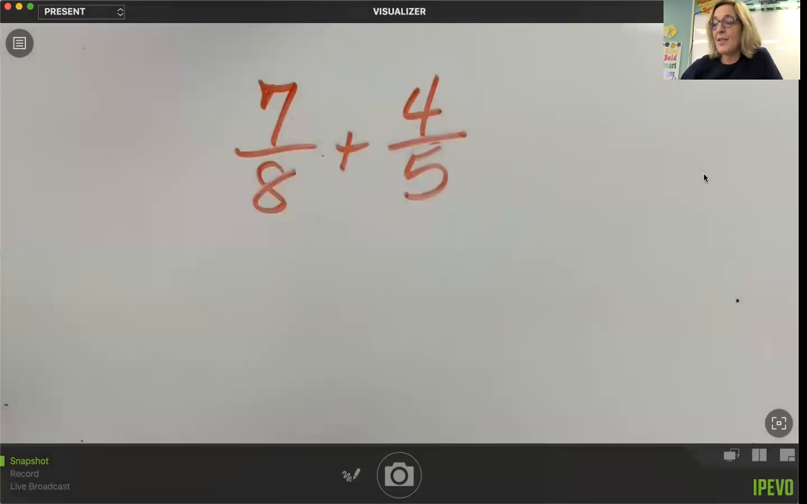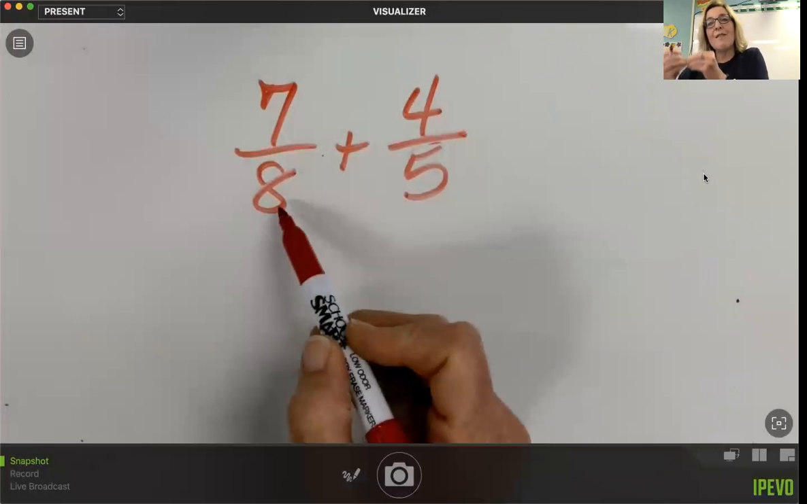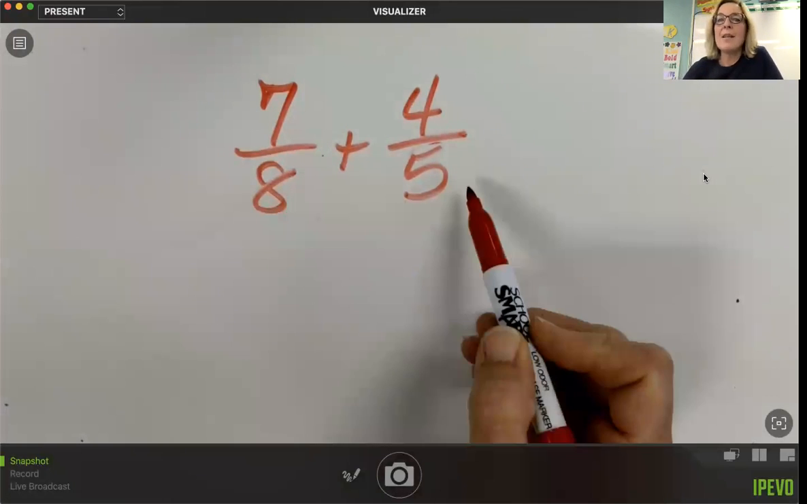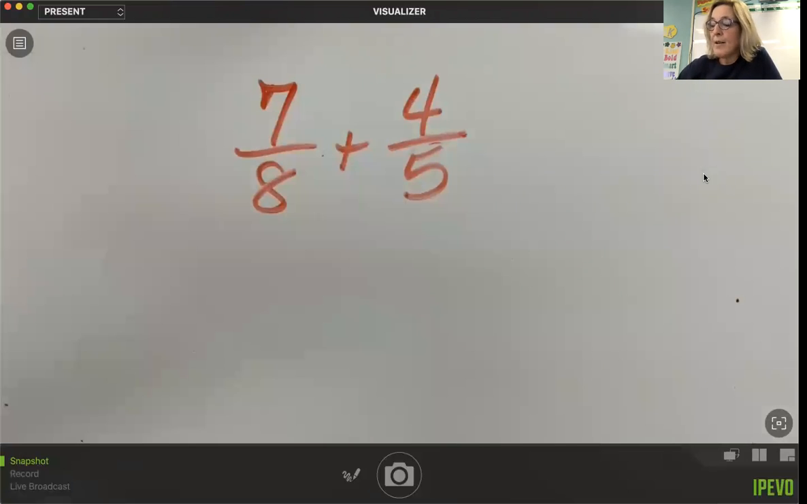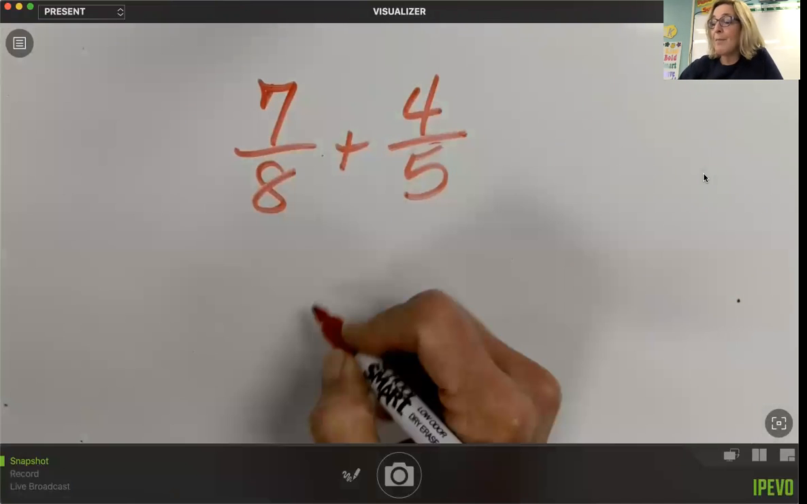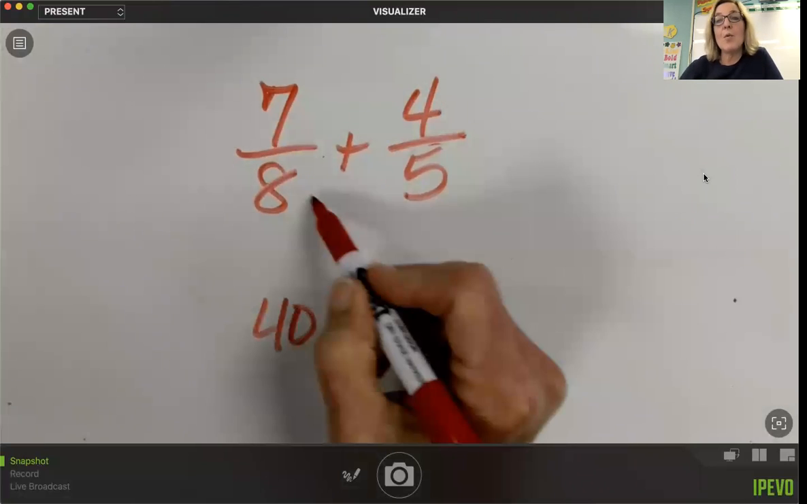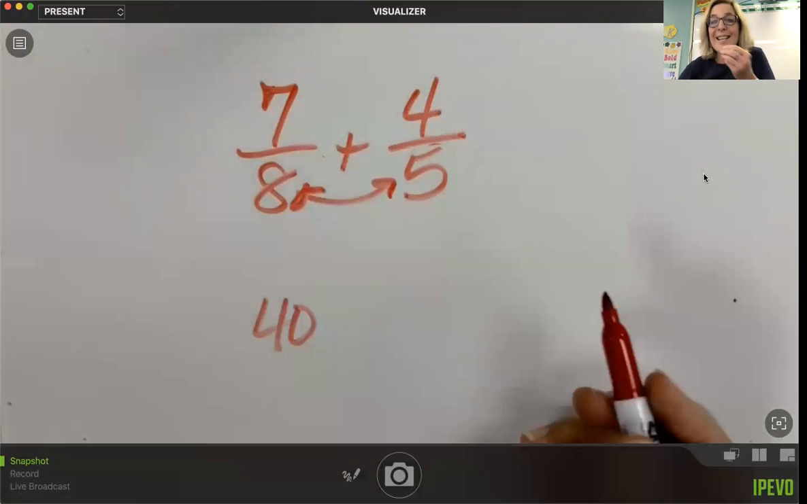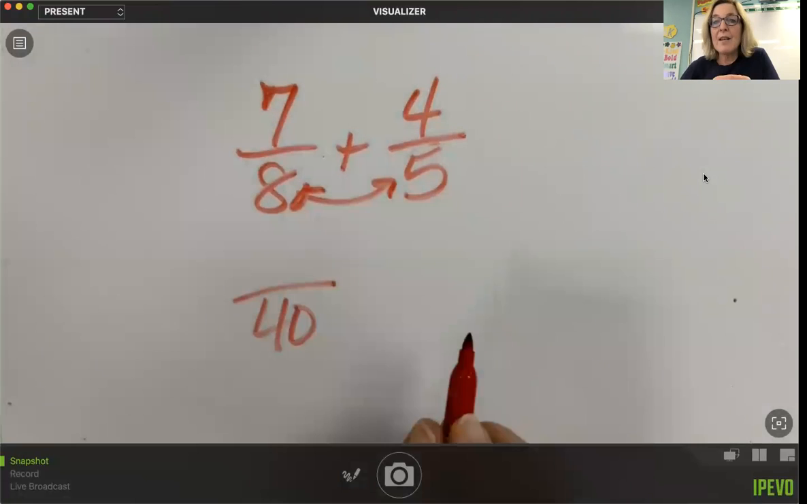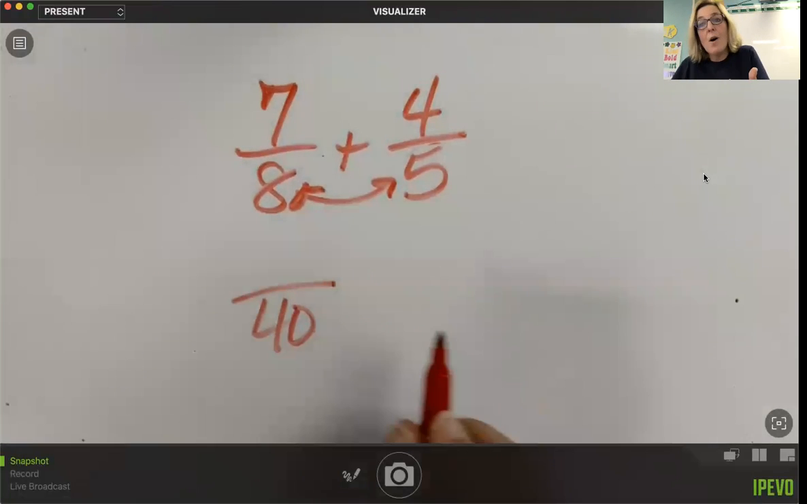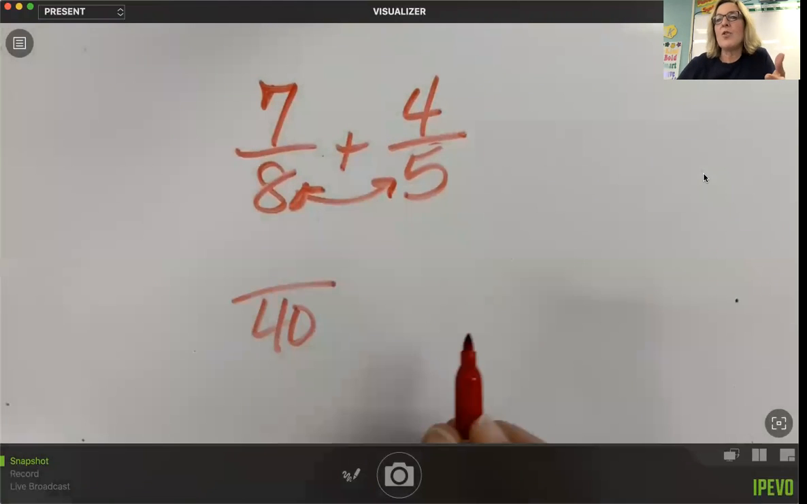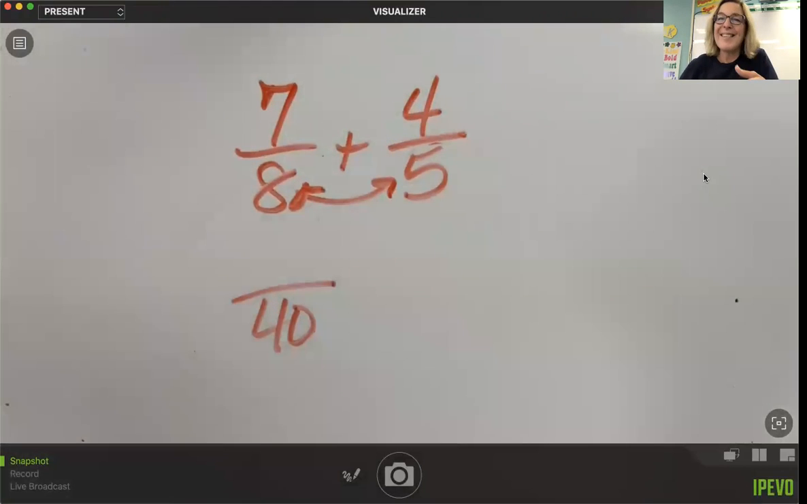Now, in this case, you would think about the multiples of 8, the multiples of 5, and which is the first one that they have in common, and that would be 40. And you could also think about that because 8 times 5 is 40. So 40 is the least common denominator or the least common multiple. You could also use 80 if you wanted to, but then you're dealing with larger quantities, and it might be easier to stick with the smaller quantities.